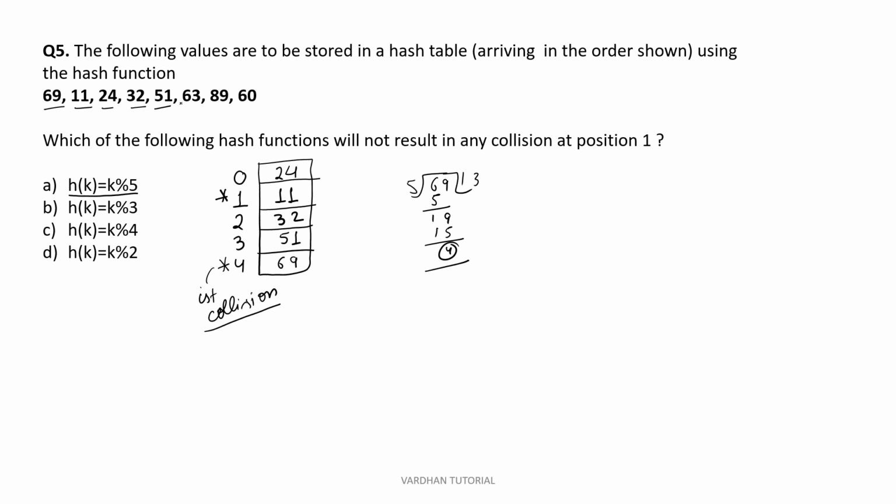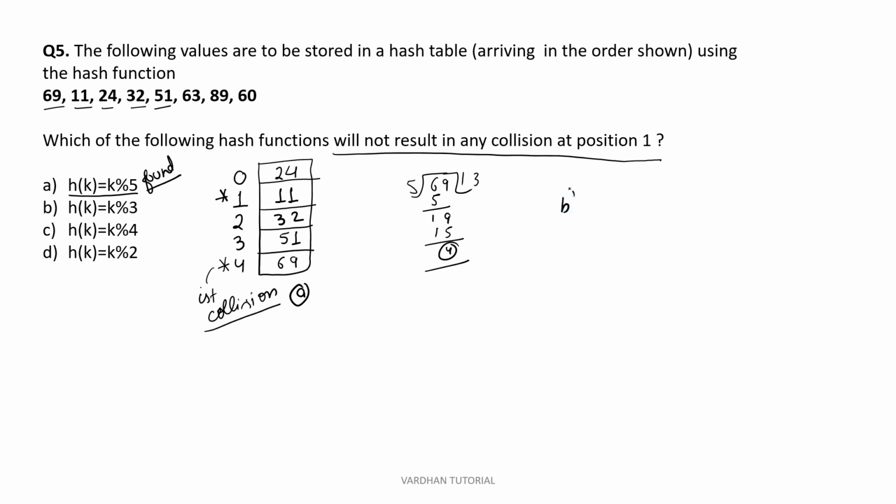See, in this question actually it is not saying that you have to solve the full question. It is asking which will not result in any collision at position 1. So we found a collision at position number 1. So we can simply write collision is found and we stop here. This is our option A.